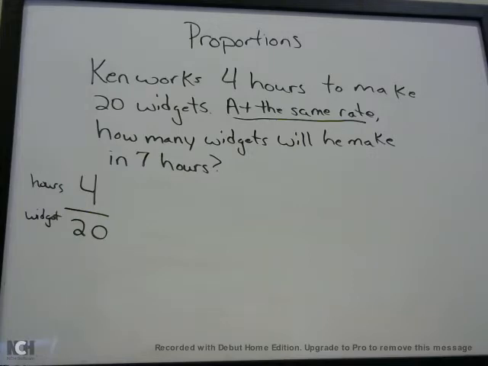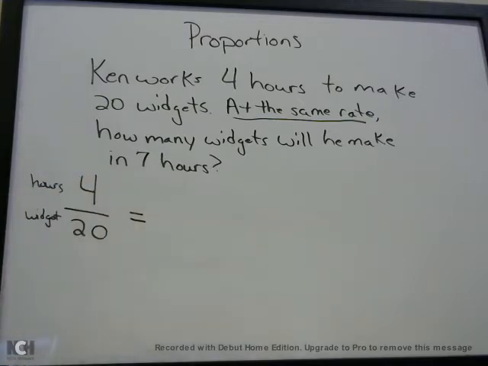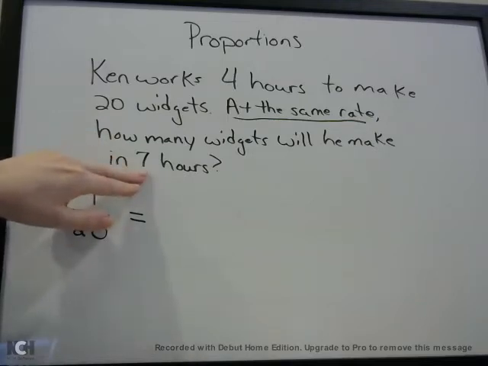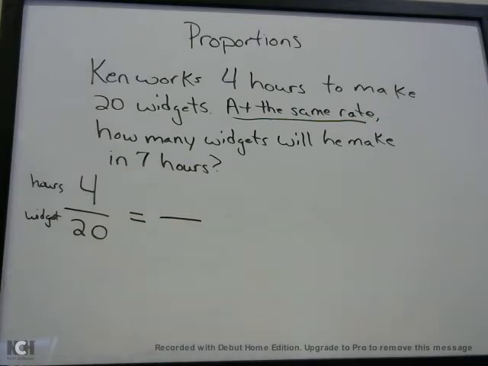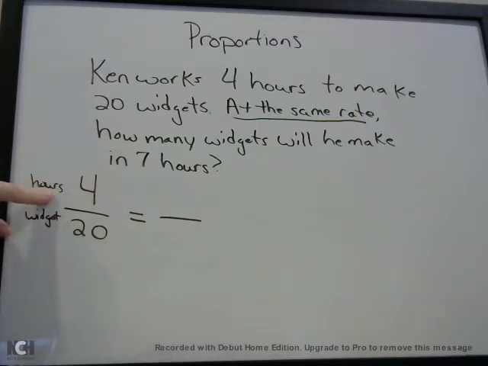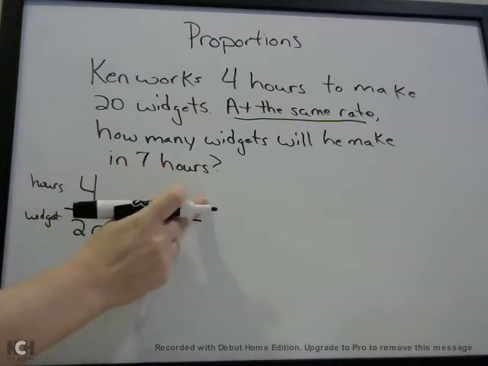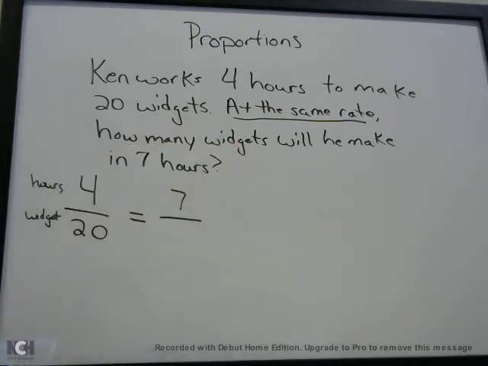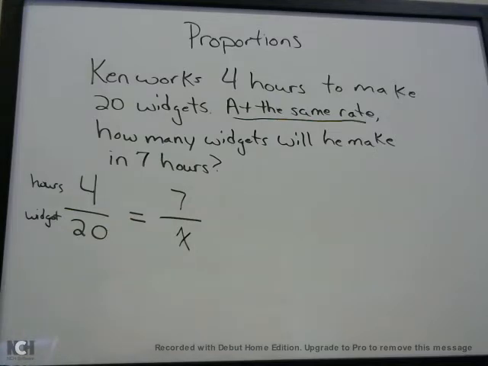Remember, in a proportion, this has to be equal to another ratio. What is that other ratio? Well, how many widgets will he make in 7 hours? So we're going to set up our ratio or our fraction. In this part of the question, we have 7 hours. Remember, we put hours in the numerator. So on this side, we have to put 7 hours in the numerator. And we're trying to figure out how many widgets. Because we don't know, we're going to make that x, and we're going to solve for x. That's the answer to this problem.